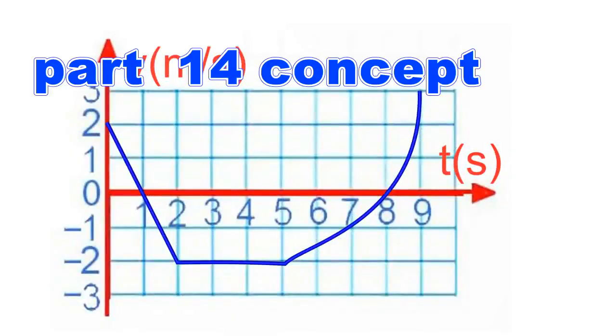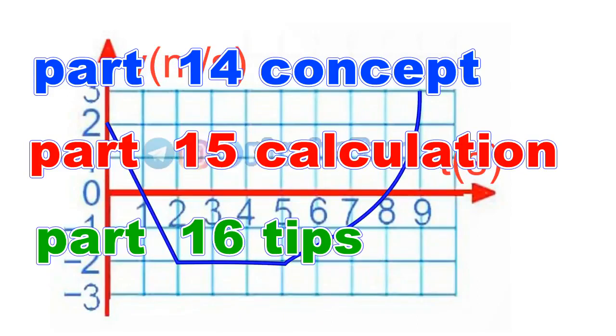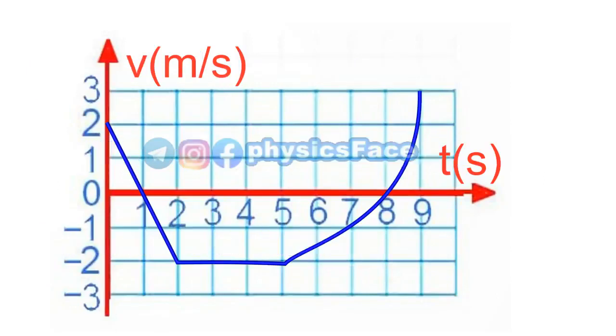In part 14, we explained the concepts without calculation. In part 15, we explained the calculation method. In this part, we will tell the graph velocity time tips. We present these tips with an example. This example contains many details and concepts, and it has 3 steps.